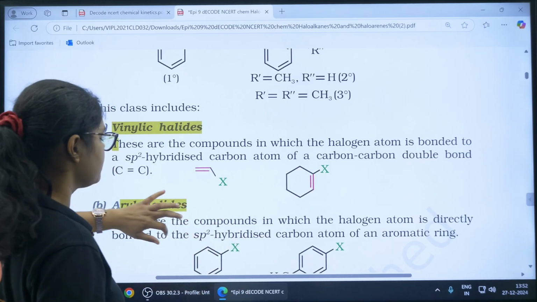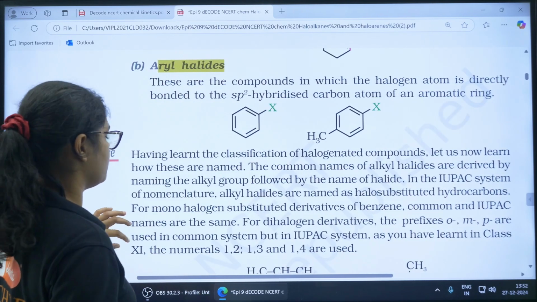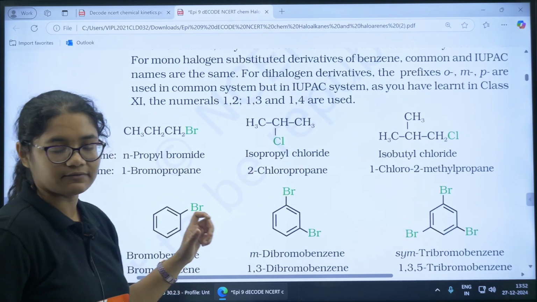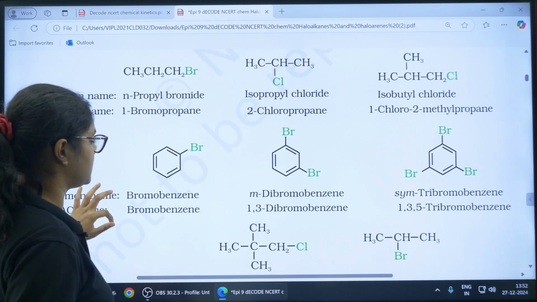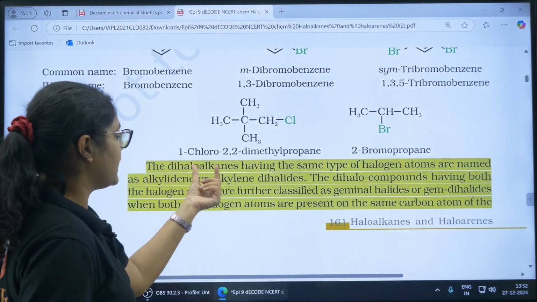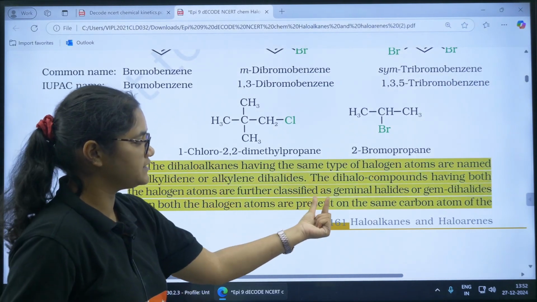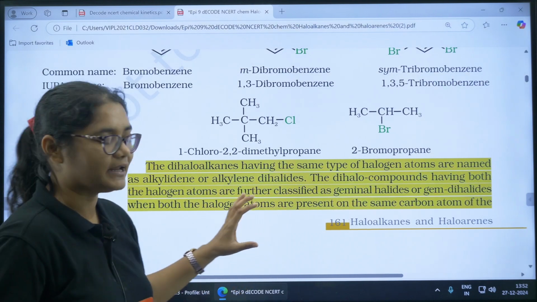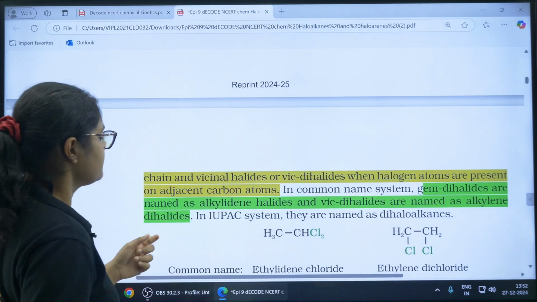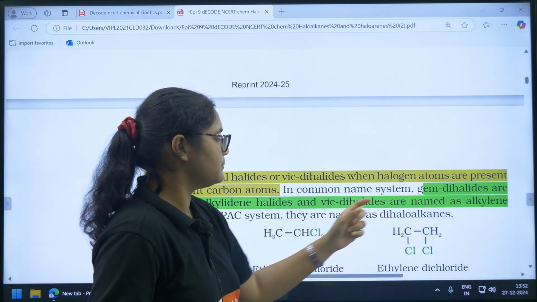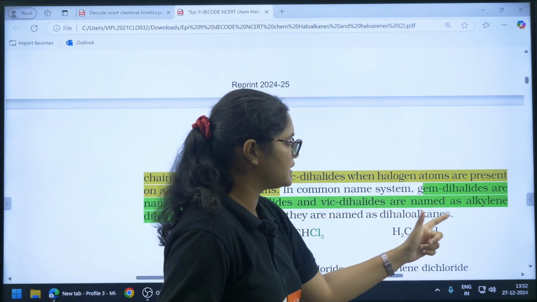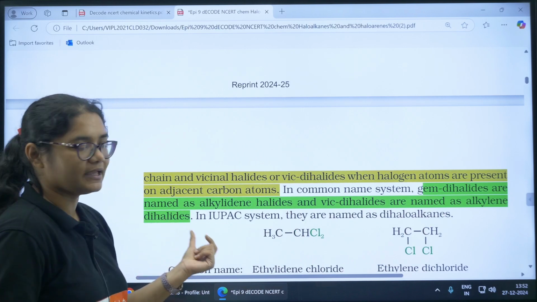Next, moving forward, nomenclature. Please remember the common names. These are very important, all these common names are important, okay? Next, we have dihaloalkanes. Here geminal dihalides and vicinal dihalides are given, but more important than that is this one: in the common system, geminal dihalides are named as alkylidene halides, whereas vicinal dihalides are named as alkylene dihalides, okay?